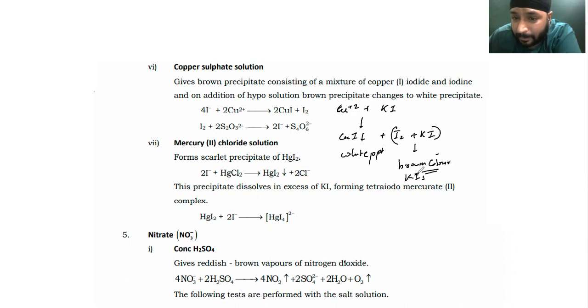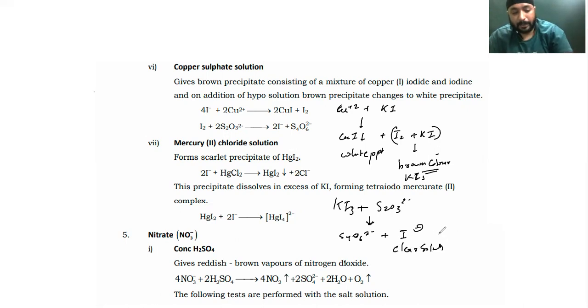Just remember that. And you know what? If you put hypo, KI3 reacts with hypo, the hypo gets oxidized to tetrathionate, and I2 gets reduced to form I minus again. So the brown color fades away, and it will become a clear solution. So I'll be getting a clear solution.